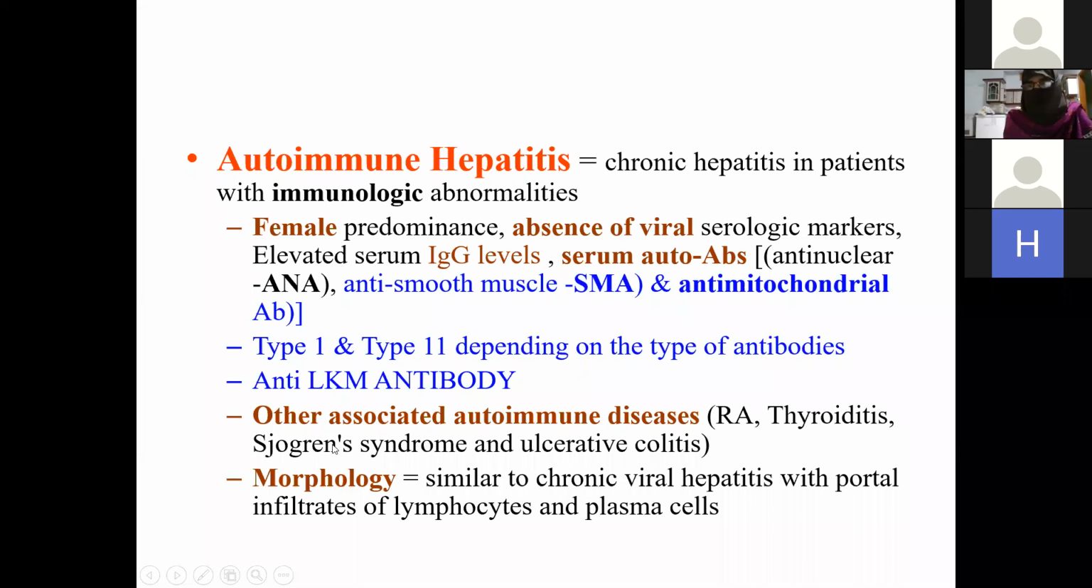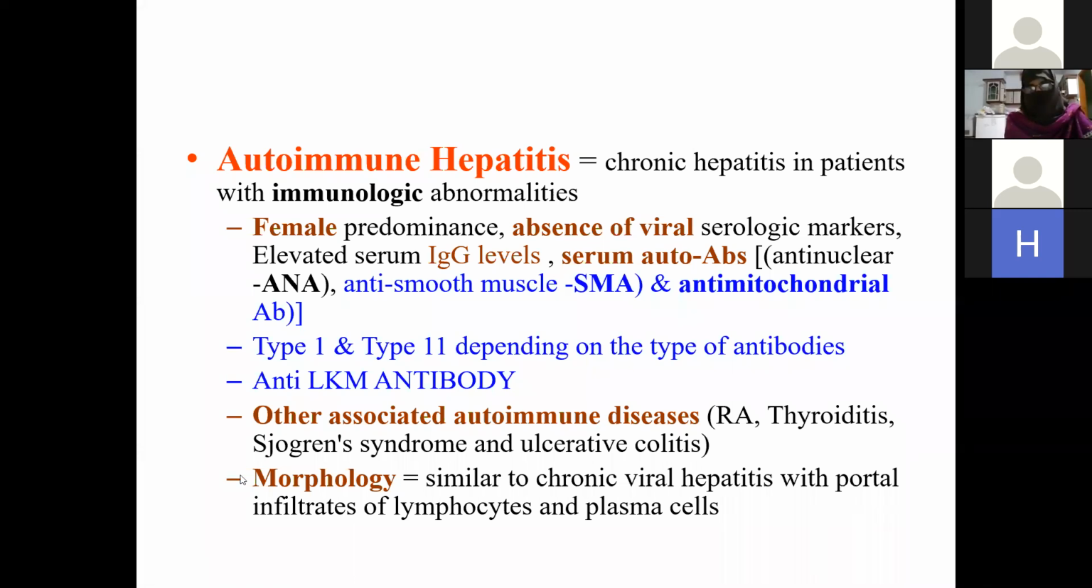Whenever we talk about autoimmune diseases, if a patient has one type of autoimmune disease, then naturally he is prone to develop other autoimmune diseases, like thyroiditis, Sjögren's syndrome, and ulcerative colitis. We have already done Sjögren's syndrome at the beginning of this lecture.